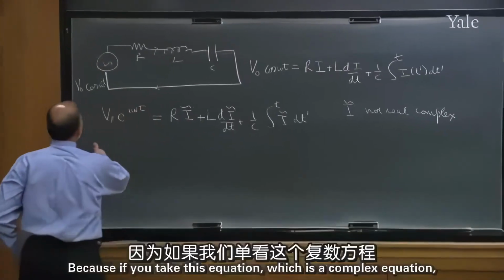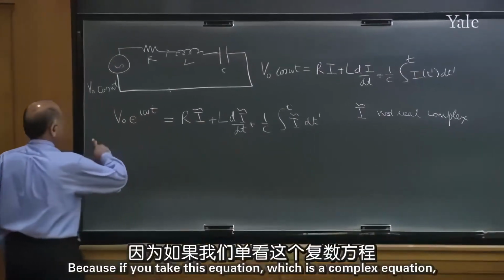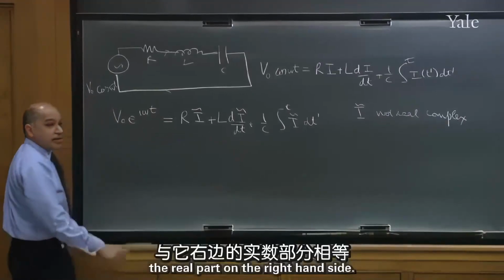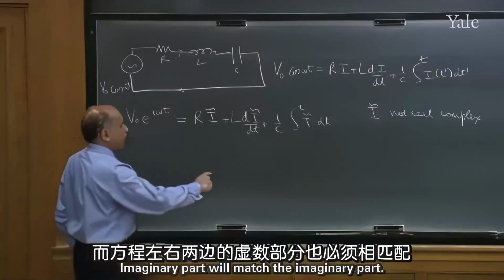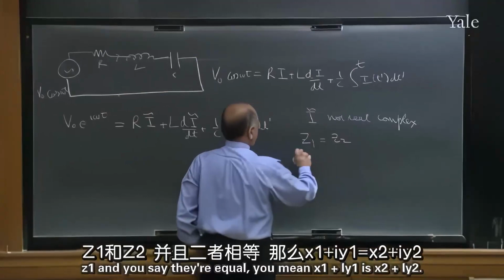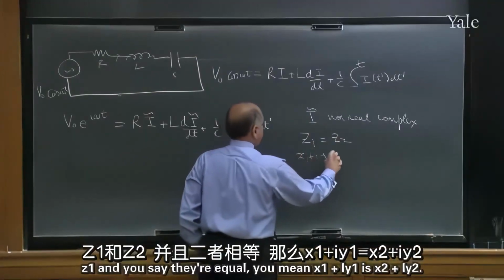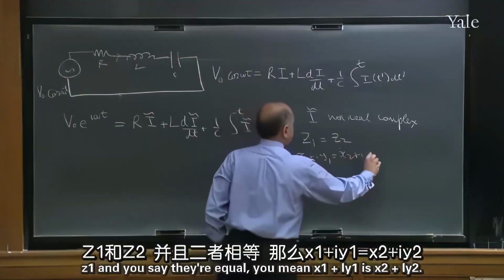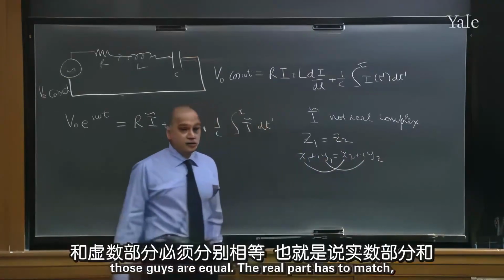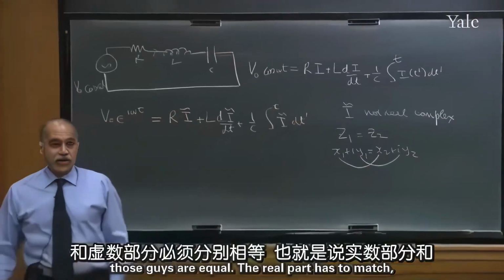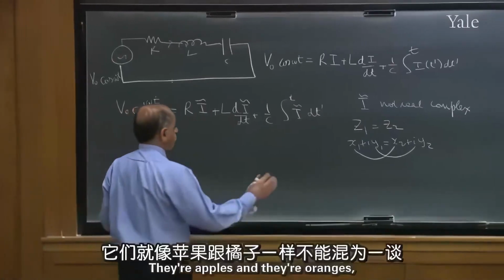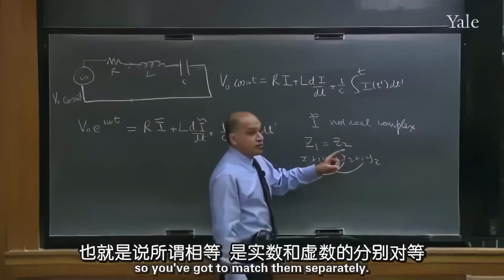Why? Because if you take this equation, which is a complex equation, then the real part on the left-hand side will match the real part on the right-hand side. The imaginary part will match the imaginary part. That's because if you have two complex numbers, z1 and z2, and you say they're equal, you mean x1 plus i y1 is x2 plus i y2. And they can be equal only if these are equal and those are equal. The real part has to match, the imaginary part has to. You cannot borrow from the real part and give to the imaginary part. They're apples and oranges. So you've got to match them separately.